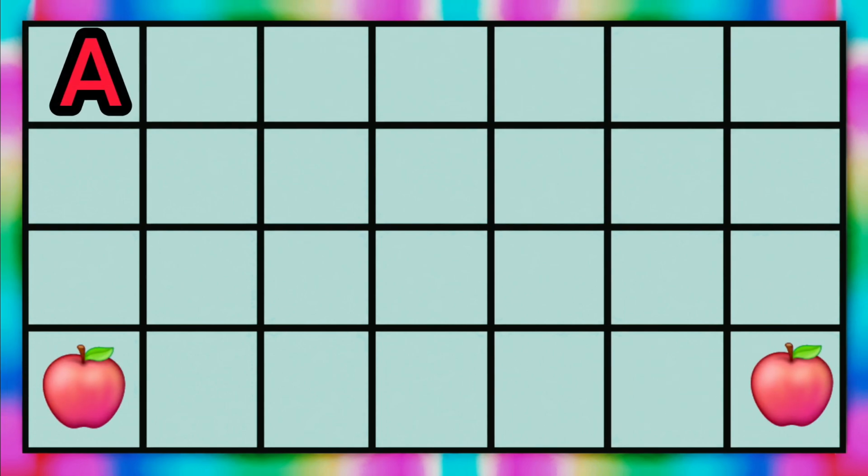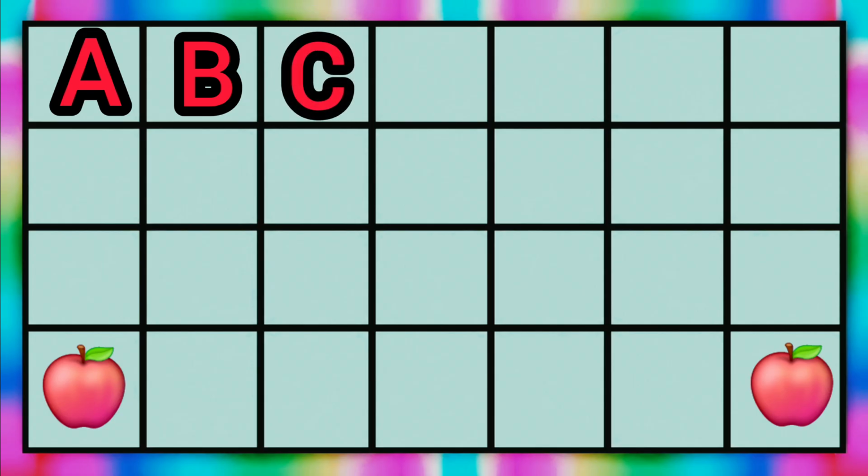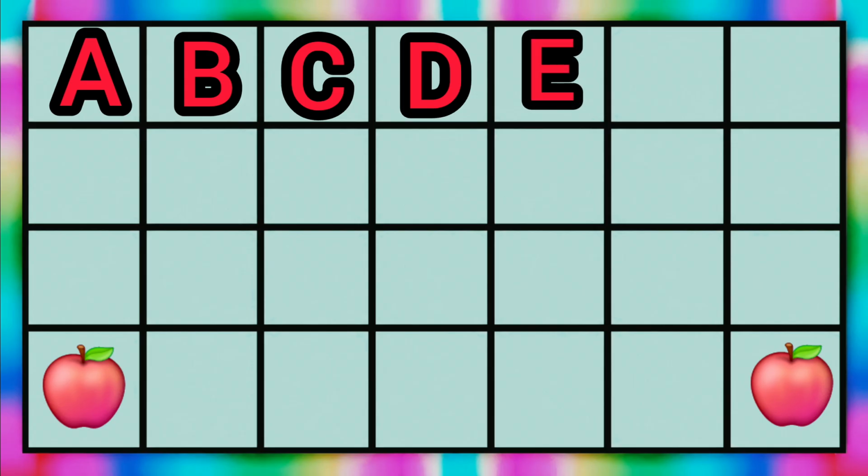A for apple. B for ball. C for cat. D for dog. E for elephant. F for fish. Z for grapes.